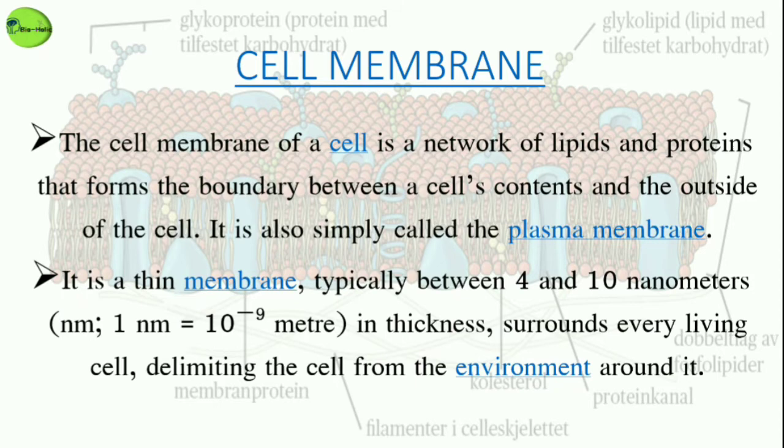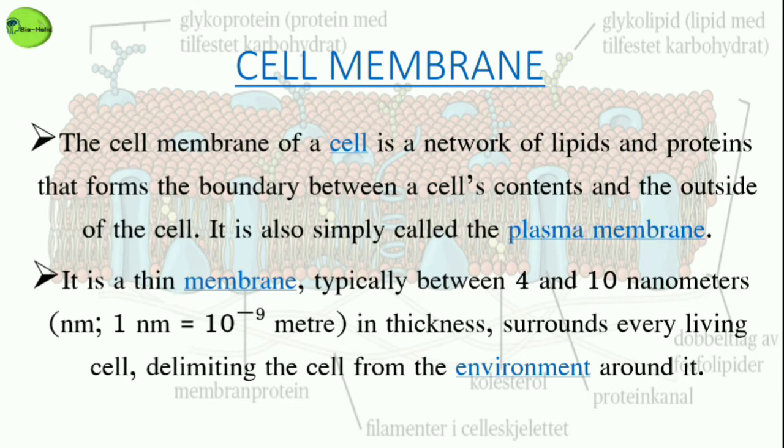So membrane in biology is a thin layer that forms the outer boundary of a living cell or of an internal cell compartment. The outer boundary is the plasma membrane, and the compartments enclosed by the internal membranes are called cell organelles. Now let's see what is the definition of the cell membrane.